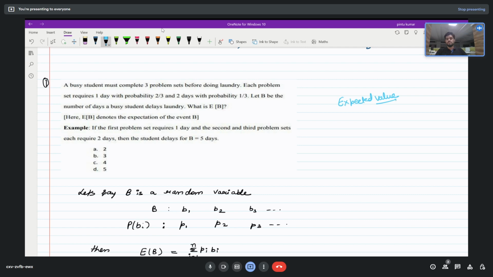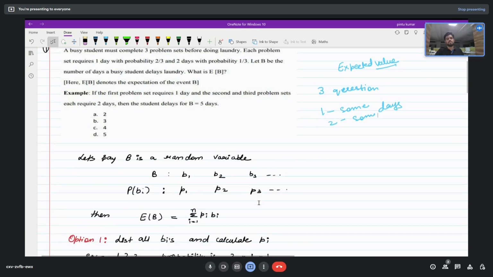So the event over here is how many days will he delay his laundry. The student has to solve 3 questions. For the first question, he will take some days. For the second, he will take some days. So the sum of all these delays would be B. So let me introduce you to the concept of expectedness. I think most of you would be familiar with this, but anybody who has not done anything on probability or has not revised probability concepts would find it useful.